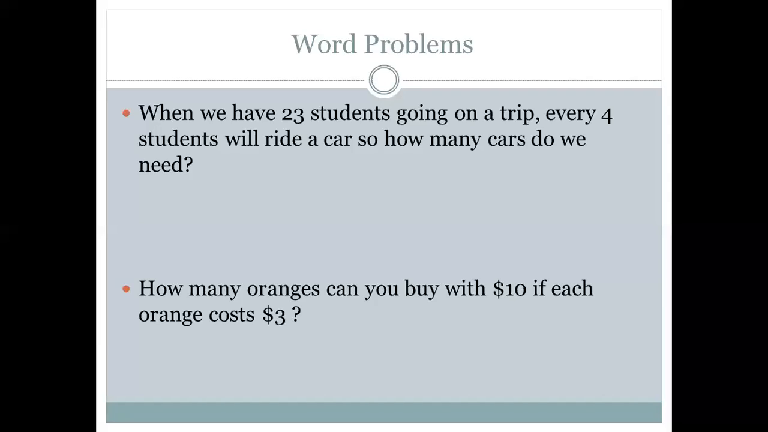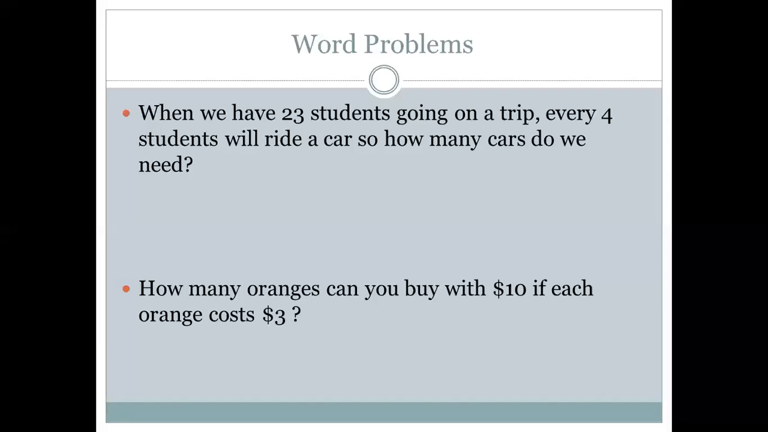Let's look at the other question. Again, I'm going to give you 5 seconds to read this and then let's discuss the answer together. How many oranges can you buy with $10 if each orange costs $3? Easy. Now, I have $10 and I'm going to buy some oranges. So these oranges each cost me $3.